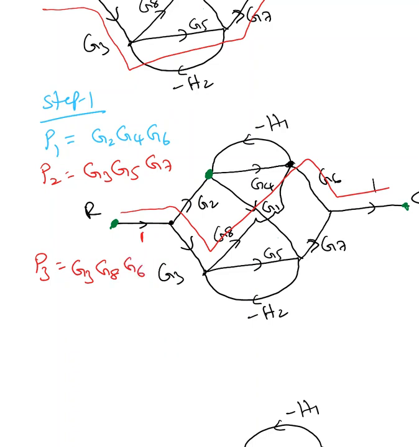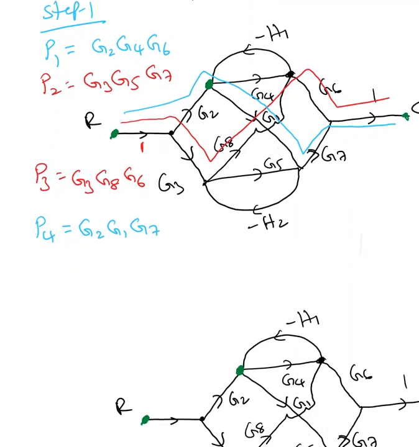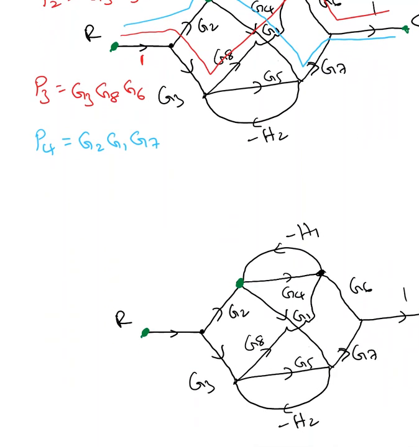Path 4, I can say Z2, G1, G7 and output. Path 4 is Z2, G1, G7. So these are the 4 paths we found, but there are 2 more paths. It's a little bit tricky to find those paths, but I'll go ahead and write it down here.